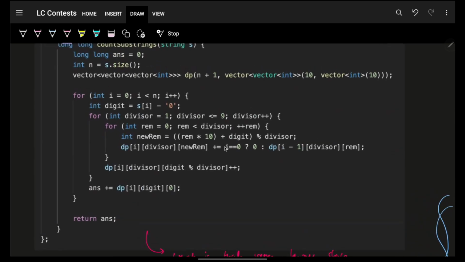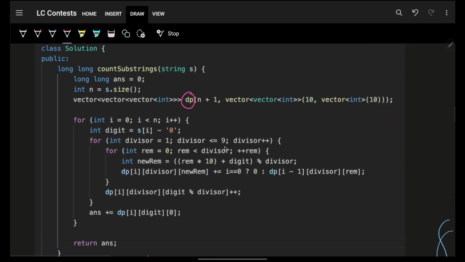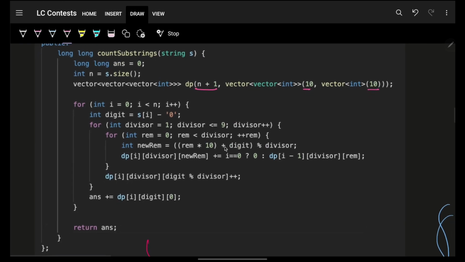The code simply says, firstly, initialize a vector dp of size n, 10, and 10. Now I'll go to all the possible indexes. For every index, I'll get the current digit. I will try all possible divisors, and for every divisor, I'll try all possible previous remainders. For each previous remainder, find the new remainder, which is nothing but the previous remainder multiplied by 10 plus the digit, divided by the divisor.